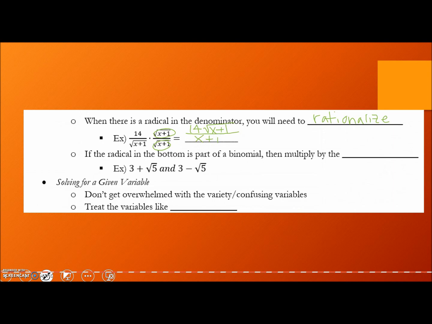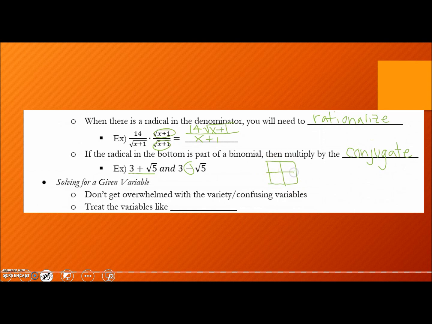If the radical in the bottom is part of a binomial, then multiply by the conjugate. What that means is a binomial will be like 3 plus square root of 5. The conjugate is the same thing, but it changes the sign in the middle. So I'm going to show you what happens when you multiply conjugates together.